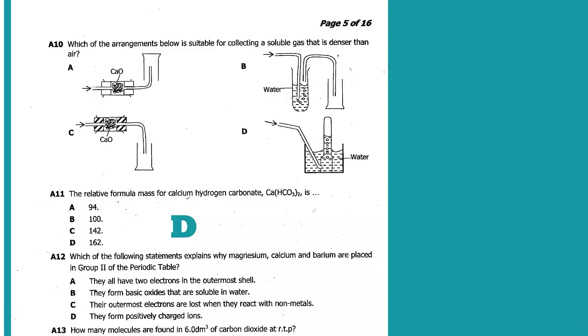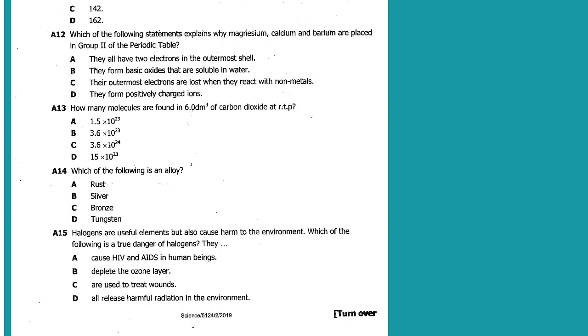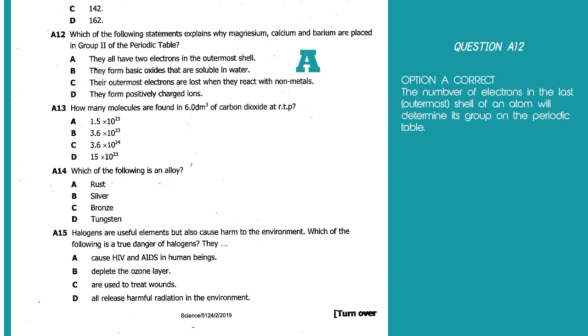So answer D. Which of the following statements explains why magnesium, calcium, and barium are placed in group 2 of the periodic table? Our answer is A. They all have 2 electrons in the outermost shell. So the group number tells us the number of electrons an atom has in its outermost shell.